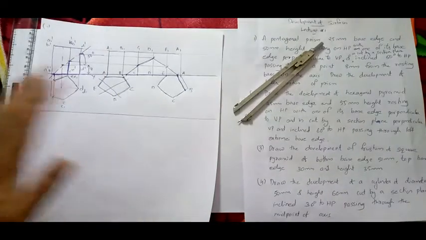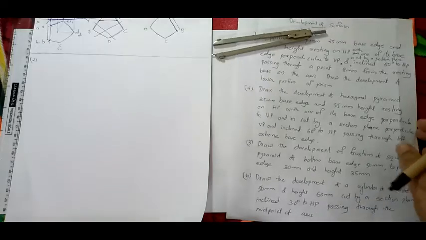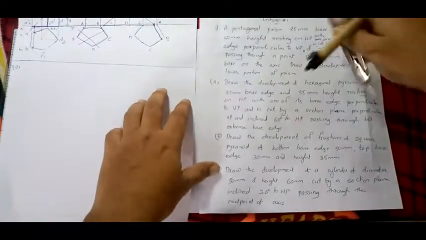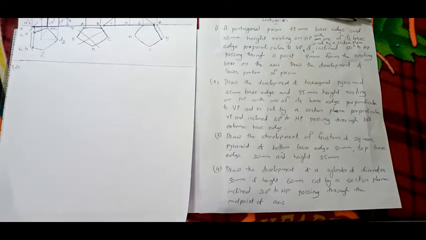Now we will be going to the second problem. So I thought it's very simple, right? Now we will be going to the second problem, that is draw the development of hexagonal pyramid. Now pyramid, before starting the pyramid, I will tell you one important point that you have to remember. While drawing pyramid, write it somewhere on your notebook itself.